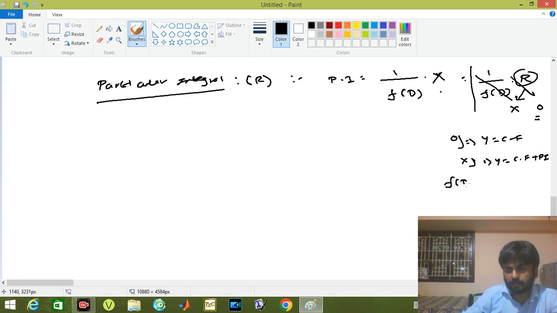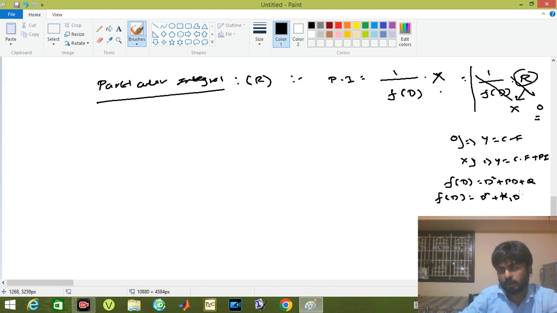This f of D is nothing but D squared plus pD plus q for a second order linear differential equation. For nth order it will be D to the power n plus k1 into D to the power n minus 1 plus, etc., plus kn. This will be your f of D. Depending upon the type of X you will have a particular integral.